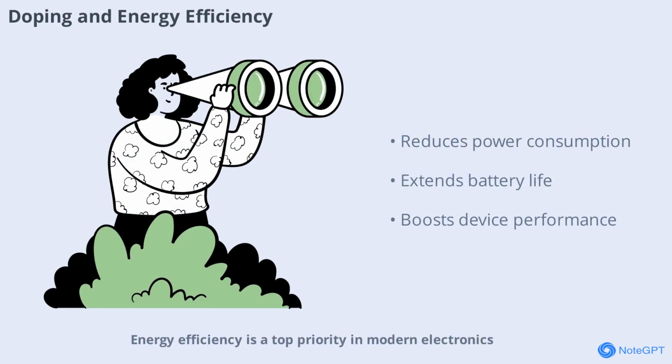Energy efficiency is a top priority in modern electronics. Doping allows engineers to design devices that use less power while delivering high performance. This is especially important for battery-powered devices such as smartphones and laptops, where longer battery life is a key selling point. Advances in doping technology continue to improve energy efficiency across the electronics industry.